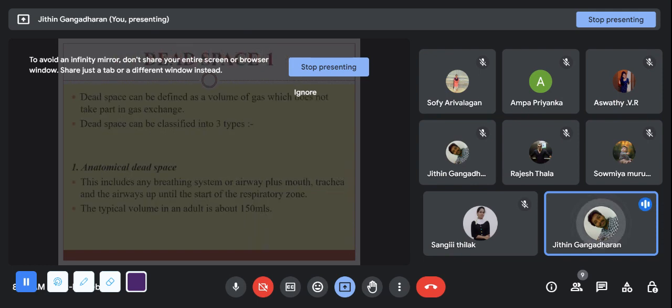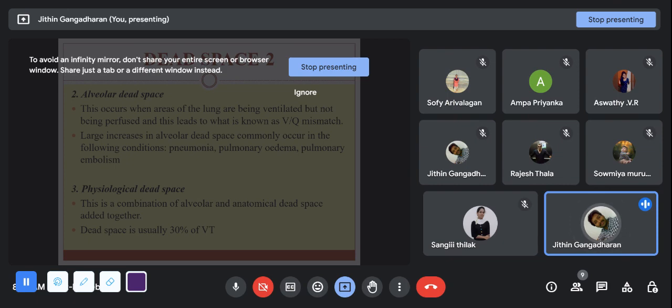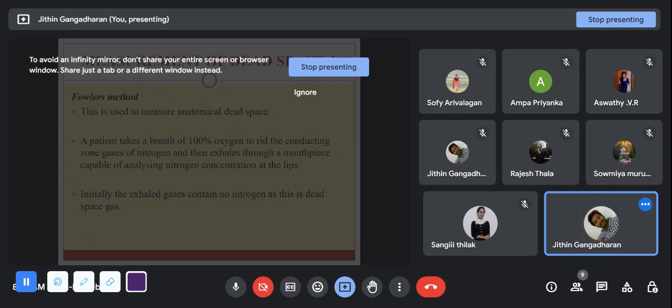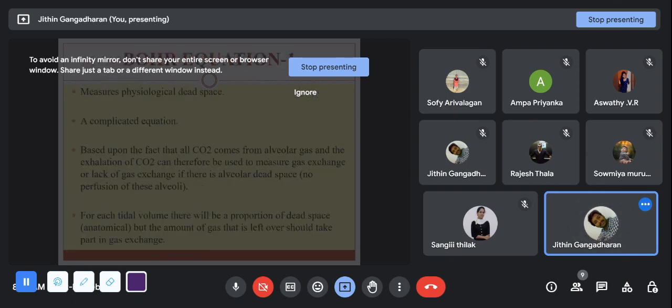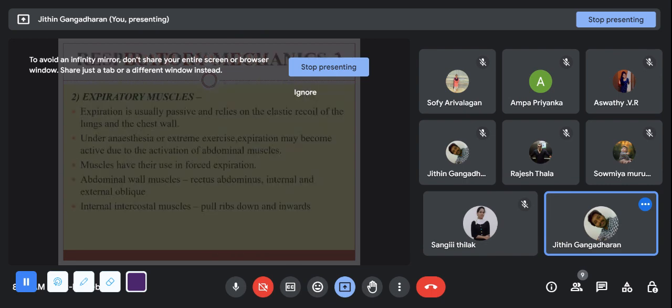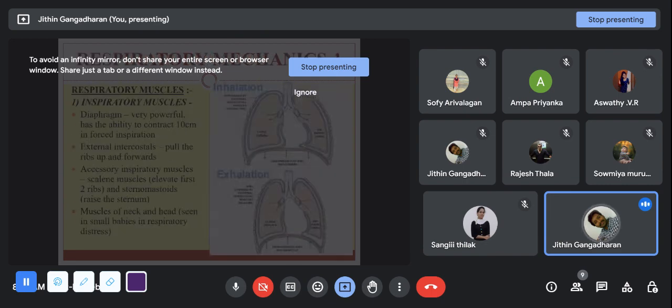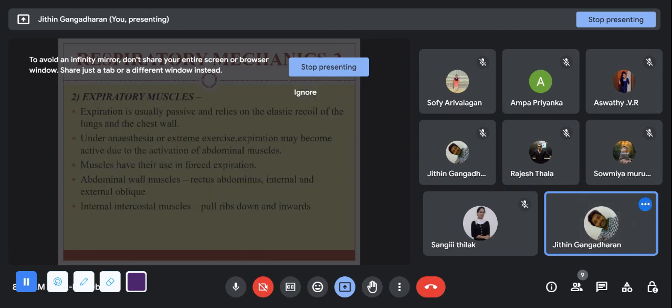So dead space, we have said what is anatomical dead space, what is physiological dead space. That's enough. We have studied this, right? Inspiratory muscles as well as expiratory muscles, you know well.